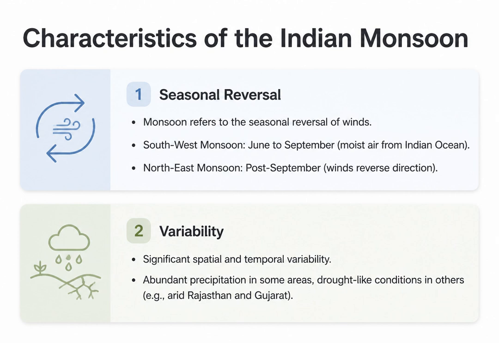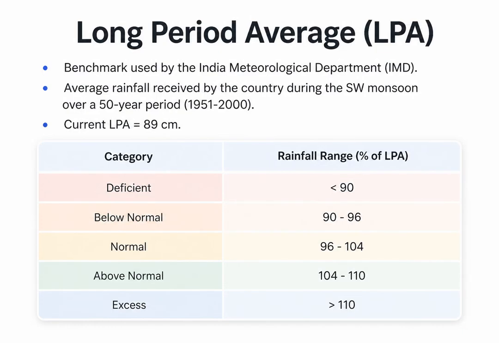To make sense of this variability, the India Meteorological Department uses a benchmark called the Long Period Average, or LPA. This is the average rainfall the country received during the southwest monsoon over a 50-year period, specifically from 1951 to 2000. The current LPA is 89 centimeters. The IMD grades the monsoon against this number. If rainfall is between 96 and 104% of the LPA, it's a normal monsoon. Drop below 90% and the country faces a deficient monsoon.